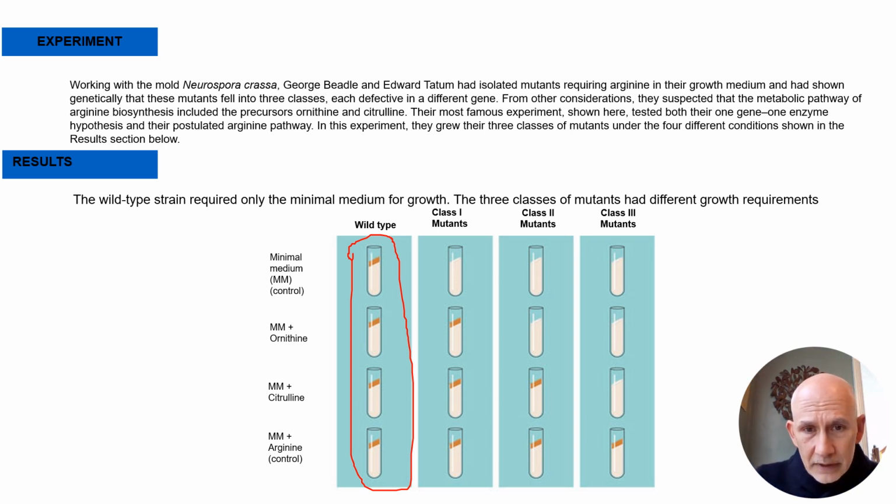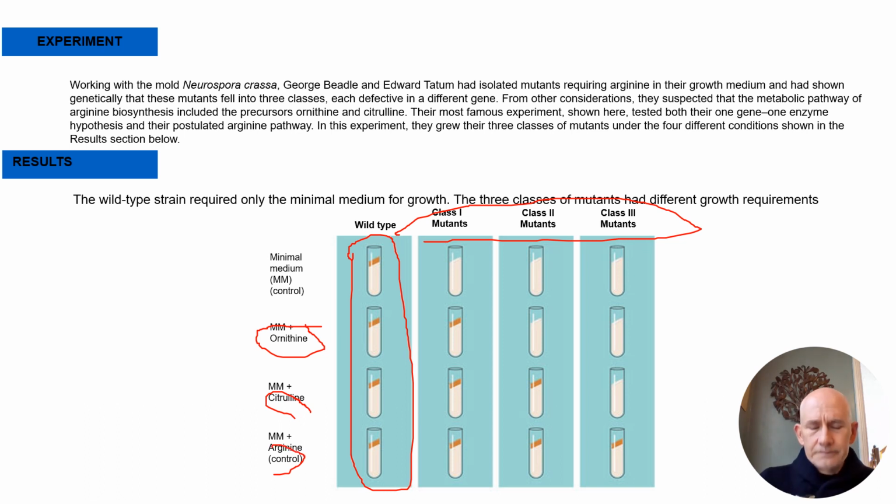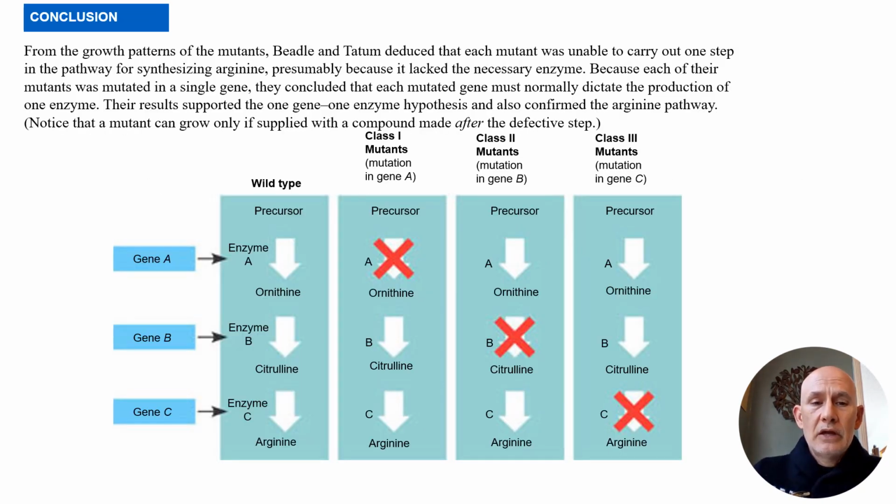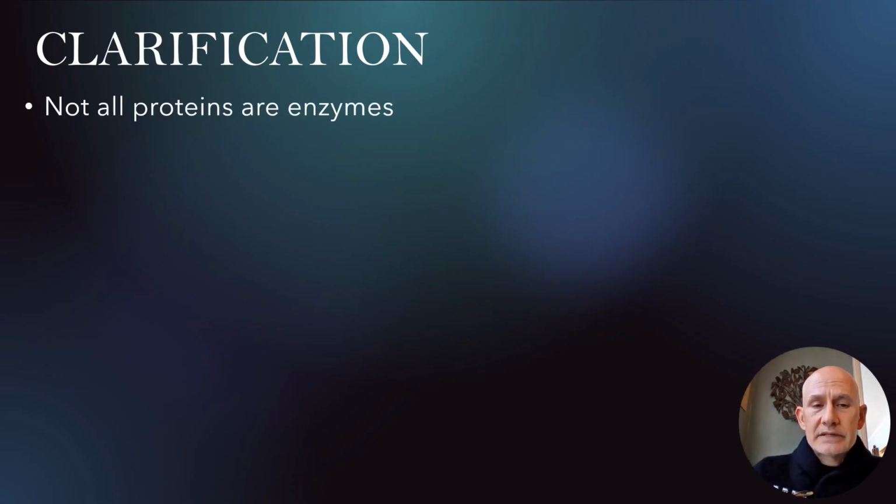So these different class 1 mutants, what we see in this first one, or down here, we can see that they needed to have ornithine amino acid given to them. These needed citrulline, and this one needed arginine. And so what the scientists figured out from this is each gene that was mutated made one enzyme which gave one particular function. So the first idea was one gene equals one enzyme.